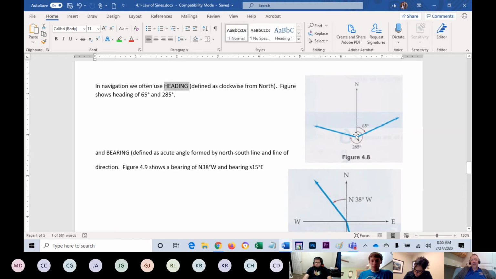Okay, so one way to think about this is if I were to talk about I am heading 285 degrees, well, if we were to change that terminology to the bearing, that would be north 75 degrees west. So a heading of 285 degrees would be the same thing as north 75 degrees west. Does that make sense?